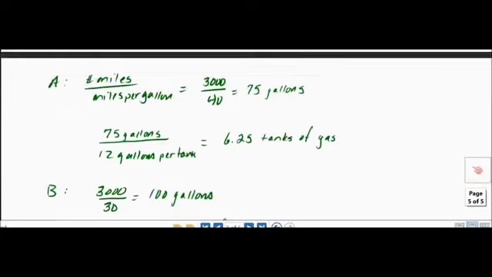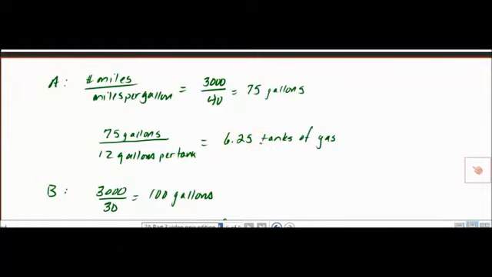So for car A to travel 3,000 miles and they get 40 miles per gallon, they would need 3,000 divided by 40, which is 75 gallons of gasoline. If I take the 75 gallons that they're going to use for the trip and divide it by the capacity of the tank, which is a 12-gallon tank, that would tell me they would need 6.25 tanks of gas.